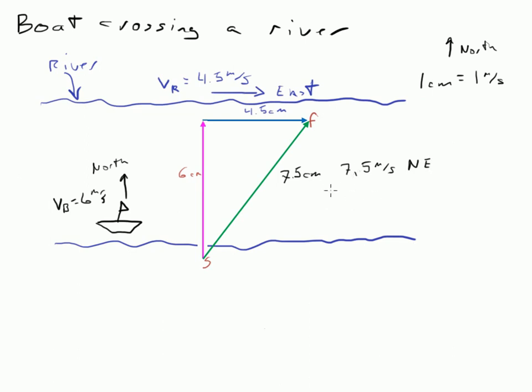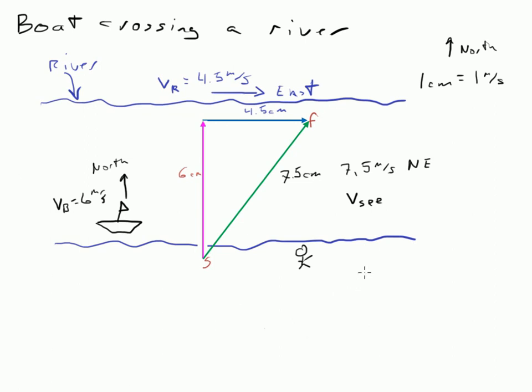Now, this particular velocity that we're looking at right here, this is the velocity that you see. I like to call this the velocity that you see. So if you're watching the boat go across the river at 6 meters per second, as the river flows at 4.5 meters per second, you would see along this path here the boat traveling 7.5 meters per second in this direction. You wouldn't see it going up, over, up, over, up, over. You would actually see the green arrow in terms of the motion, the velocity of the boat itself.